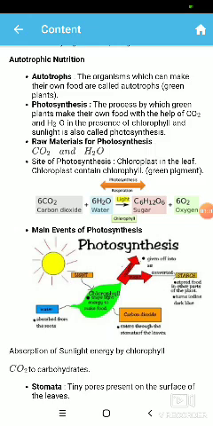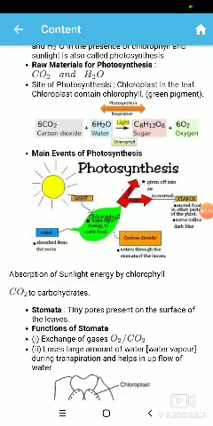Autotrophic nutrition. In autotrophic nutrition, those organisms which can make their own food are known as autotrophs. For example, green plants. Only green plants can make their own food by the process of photosynthesis. Photosynthesis is the process by which green plants make their own food with the help of carbon dioxide and water in the presence of chlorophyll, which is present in the leaf, and sunlight. Raw materials for photosynthesis are carbon dioxide and water.